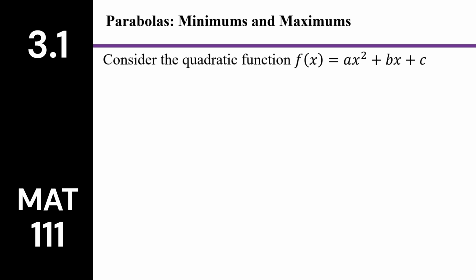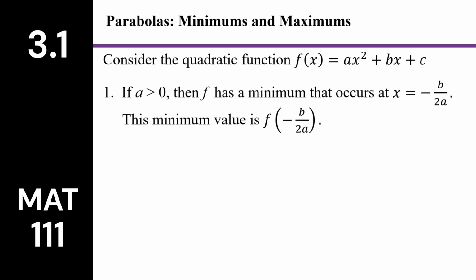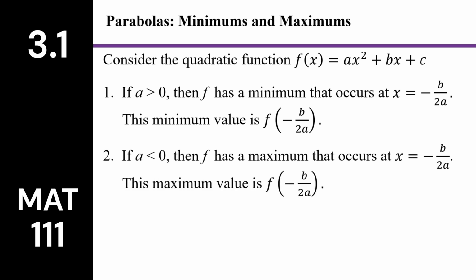When working with quadratic functions, we're often asked to find minimums and maximums. This will occur at the vertex, so when a is greater than 0, the function will have a minimum value that occurs at x equals negative b over 2a, and the minimum value will be the function's value at that negative b over 2a.